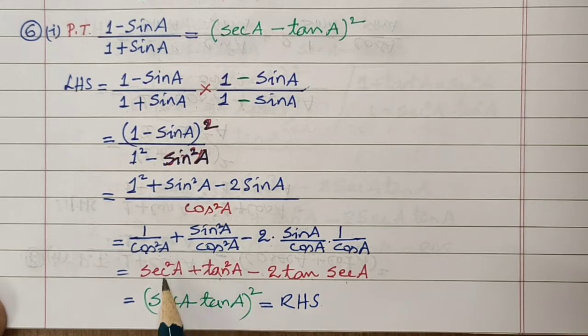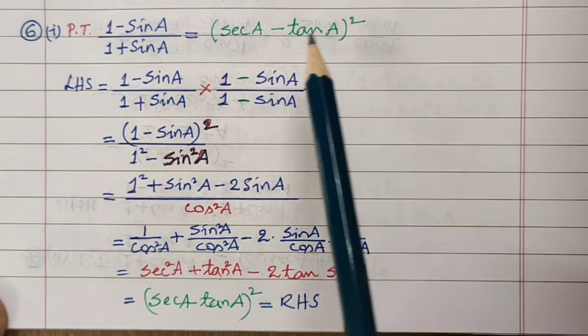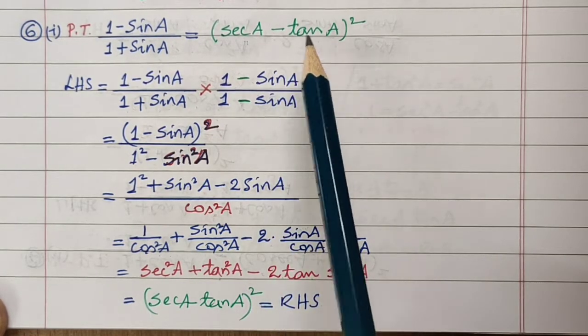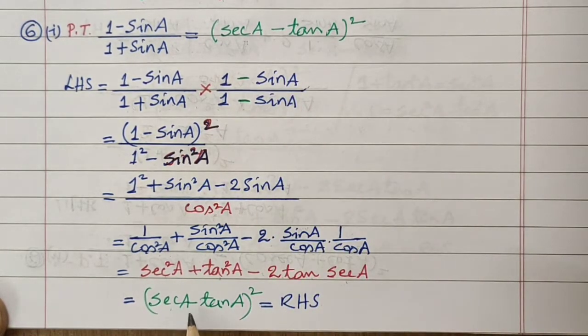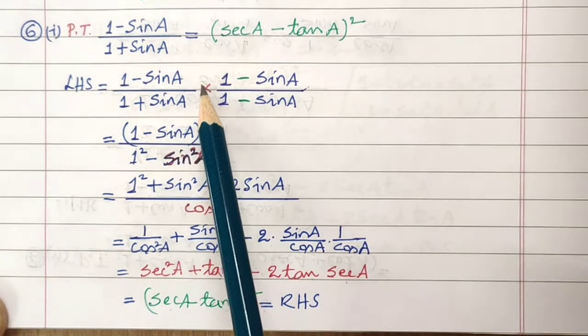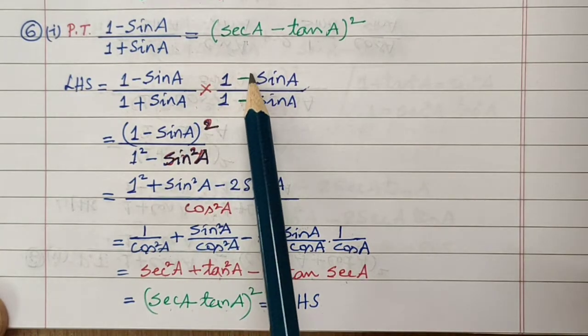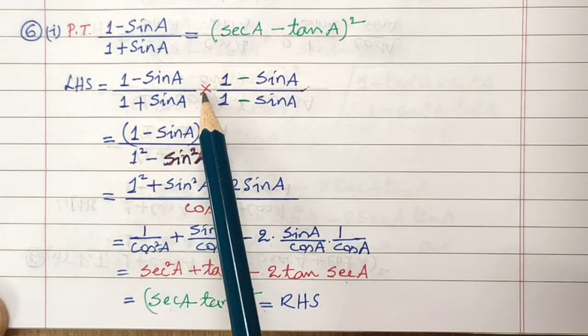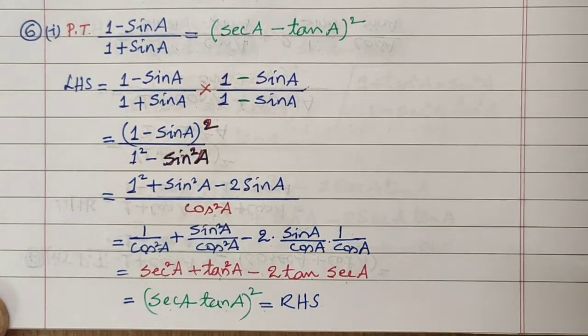This is in the form of a square plus b square minus 2ab. So here we wanted secant in the a place, minus b tan. So write secant a minus tan a whole square, which is equal to RHS. So what you have to do is multiply both numerator and the denominator by changing the sign of this denominator. The rest is simple calculations.